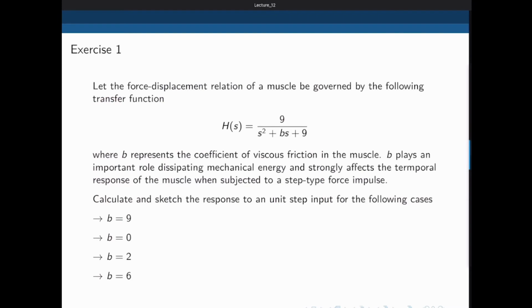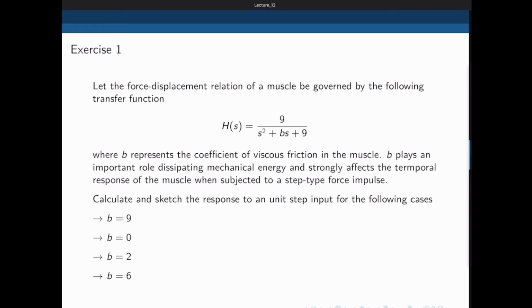Remember a few lectures ago, we worked on a muscle model, and the muscle model was represented by a mass spring damper system. So now let's take that model, which is given by this transfer function. We have one parameter that we can control, and that is the damping coefficient in that muscle model, b. Let's find the temporal response of this system to a step input when we vary the value of b. Let's see how that works.